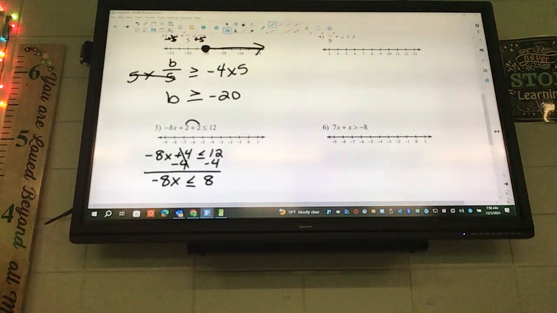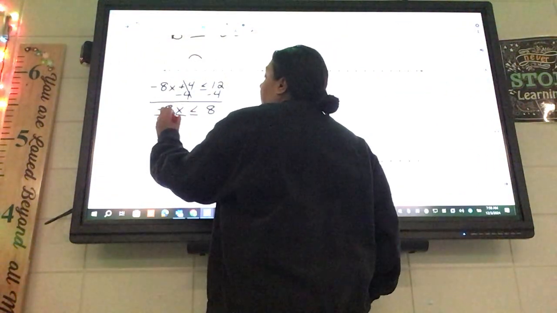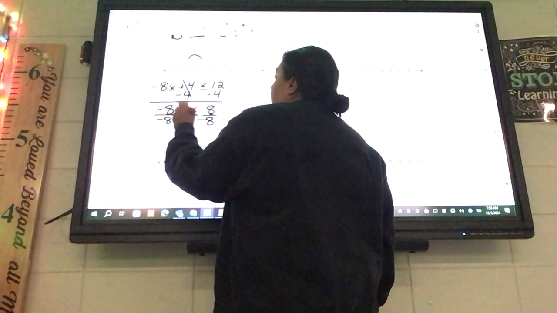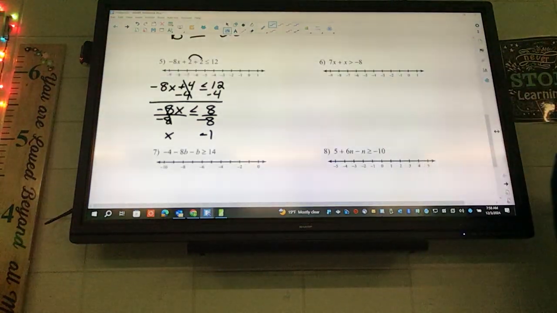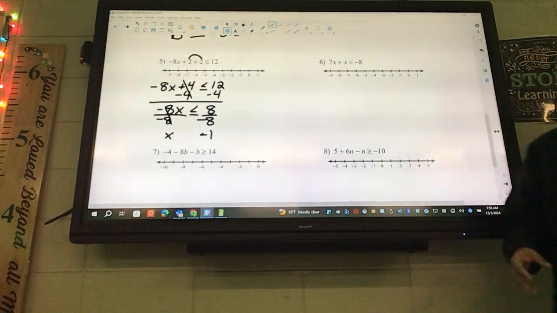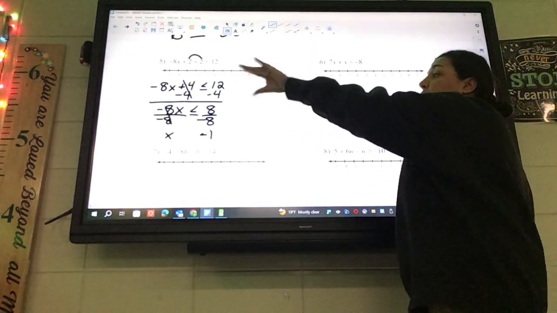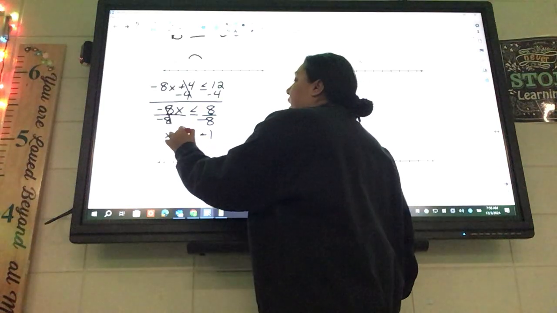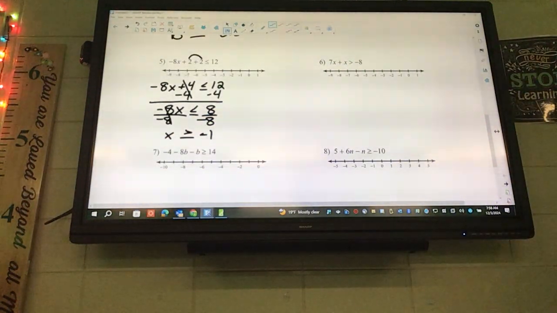How do I break up that couple? Divide by -8. Do we need to flip the sign? What did we divide by? -8. So we do need to flip the sign. So instead of the alligator mouth going one way, he's now going the other way. It does not change whether there's a line underneath or not. It changes the direction he's going.